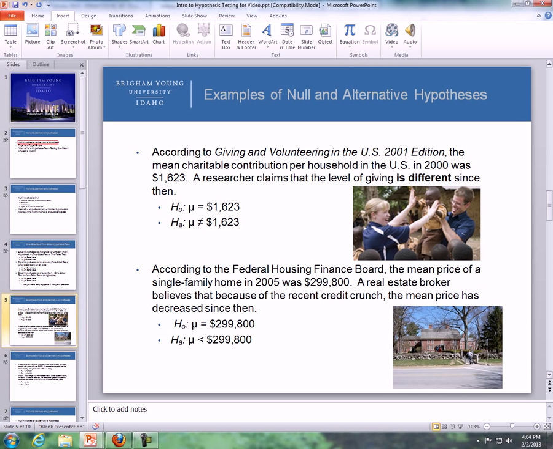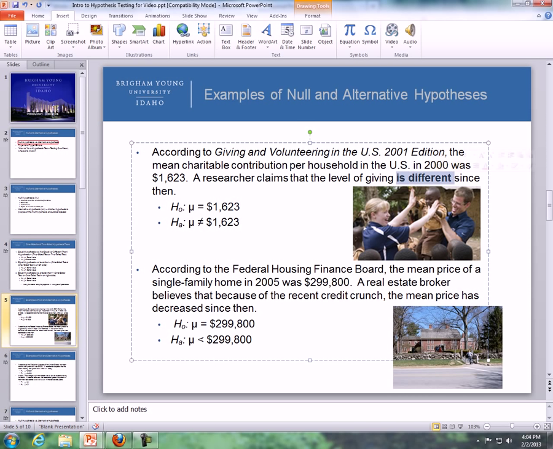According to Giving and Volunteering in the U.S., 2001 edition, the mean charitable contribution per household in the U.S. in 2000 was $1,623. A researcher claims that the level of giving is different since then. So the null hypothesis, the status quo, is that the mean is equal to $1,623. The alternative is that the mean is not equal to $1,623, because the researcher thinks that the level of giving is now different.